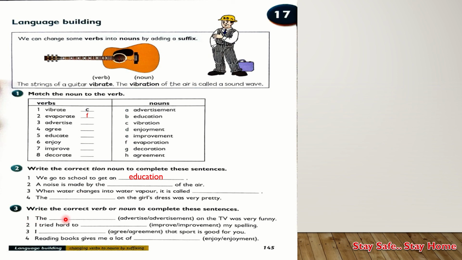Exercise number three, write the correct verb or noun to complete these sentences. In every sentence, we have two choices, a verb and a noun. You choose one of them to write in the blank to complete the sentence correctly.